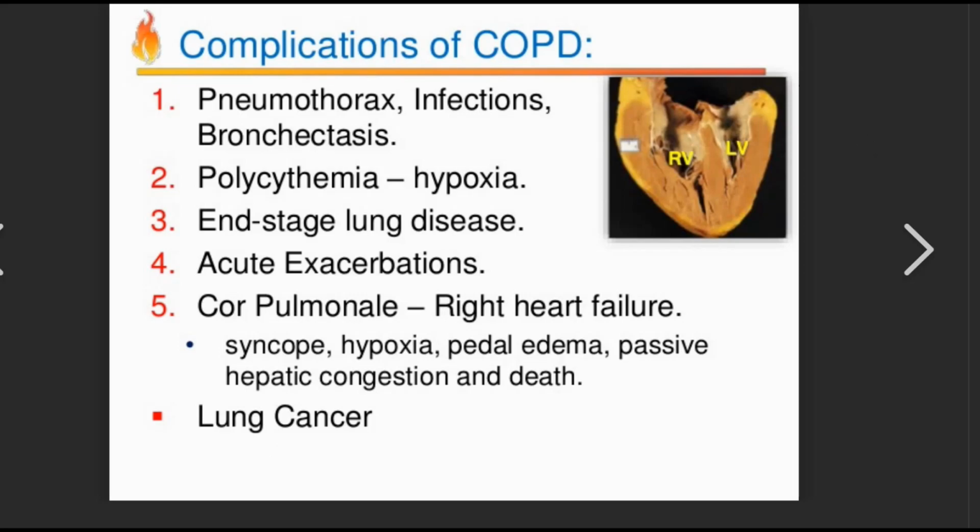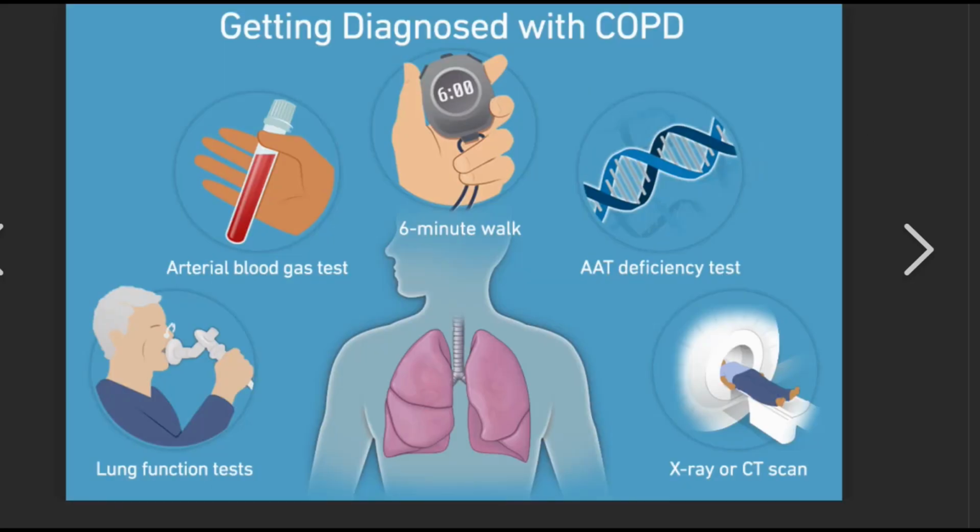How is COPD diagnosed? Lung function test. In a lung function test, for example spirometry, it measures the amount of air inhaled and exhaled. ABG. In ABG, you will see hypoxia, hypercapnia, increased carbon dioxide. Also, the pH drops. So, it leads to respiratory acidosis.